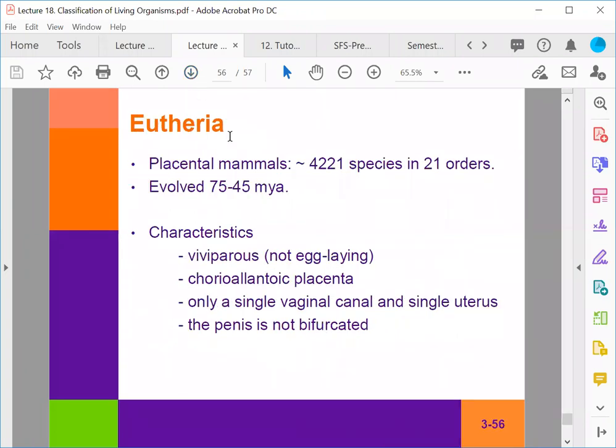All right, finally, the Eutheria. So these are our true placental mammals. There are over 4,000 species, and they are thought to have evolved 75 to 45 million years ago. Characteristics: obviously they don't lay eggs. They have a very specific type of placenta called a chorioallantoic placenta. The females only have a single uterus and single vaginal canal, and the male has a penis that is not bifurcated.